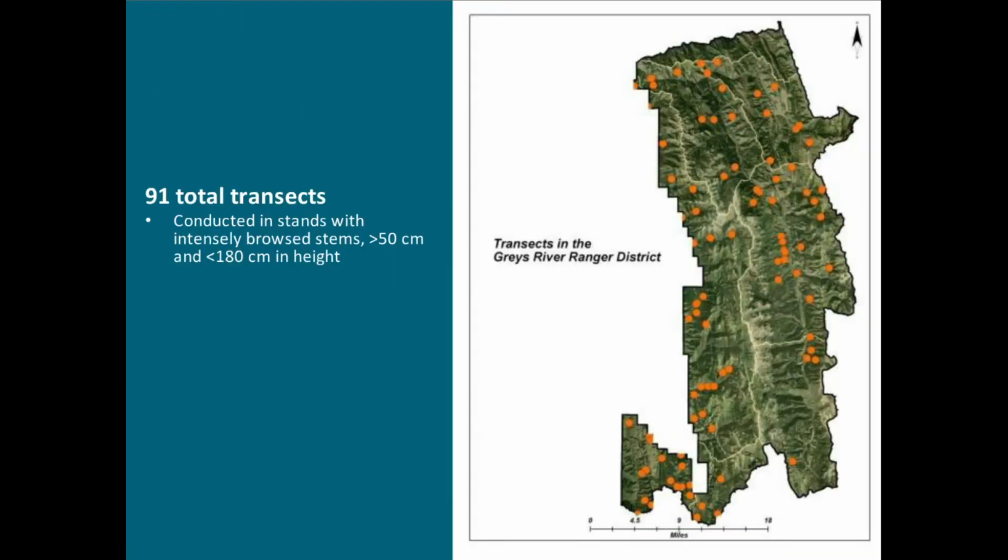We conducted 91 transects over the district. Each one is represented with a dot. And again, I mentioned the browse zone. So they're pretty widely distributed. There is definitely sampling error in the transects because they are not randomly generated. Transects were selected by technicians, and that's something that could be improved upon for future use.